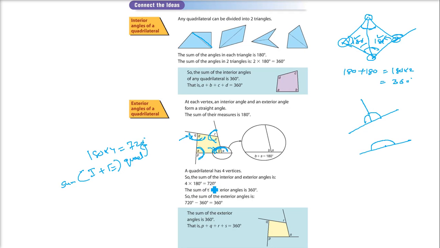So what will be the sum of exterior angles? See, we have just seen that the sum of interior angles of a quadrilateral is 360 degrees. We just found it to be 360 degrees. So what will be the sum of exterior angles? See, interior plus exterior is 720 degrees, and the sum of interior angles is 360 degrees. So what will be exterior? Exterior will be 720 minus 360, and that will be 360 degrees.